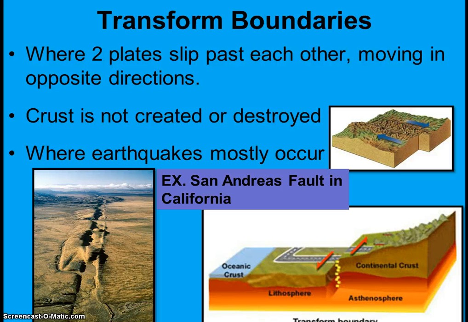When they're sliding past each other, the edges are not smooth, and you can look at the San Andreas Fault picture there in the left-hand corner, and you can see that the edges are jagged, so they're going to catch on each other as the plates are trying to slide past. When stress builds up, eventually they snap, and you have shock waves that are released in the form of earthquakes. So transform boundaries are where we tend to have most of our earthquakes. Specifically, we have one that goes right up through California. That's the San Andreas Fault. That's why California has earthquakes daily, just about.